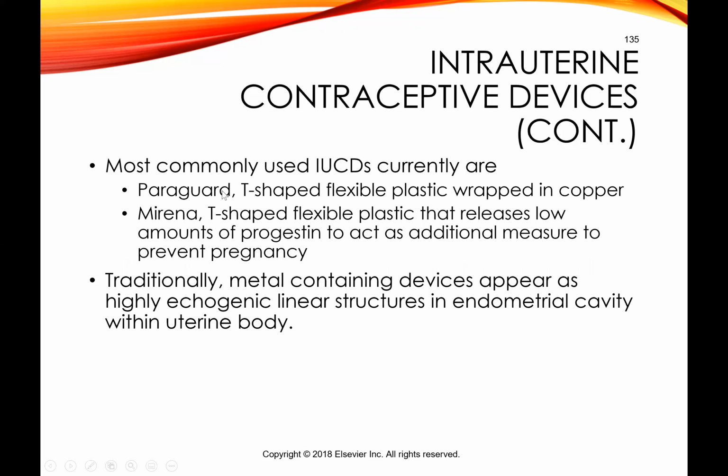So the Paragard is a T-shaped flexible plastic wrapped in copper. Those are so easy to see because they're copper, and the ultrasound just lights up. So they appear very echogenic. Mirenas are T-shaped flexible plastic, and they're still easy to see, but they're not as bright as a Paragard.